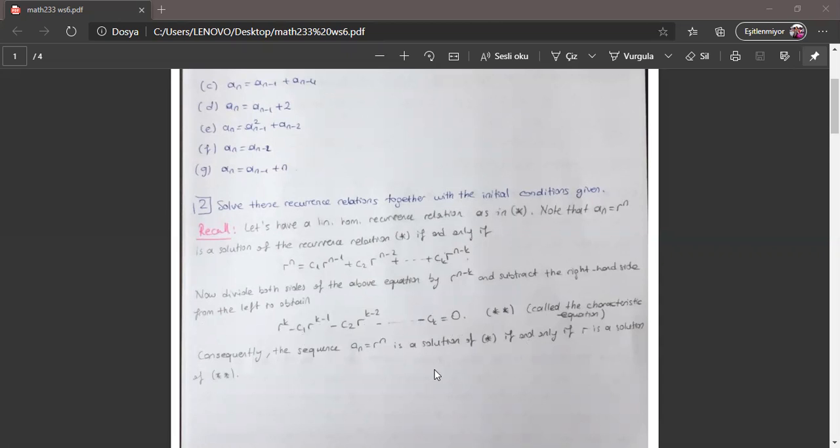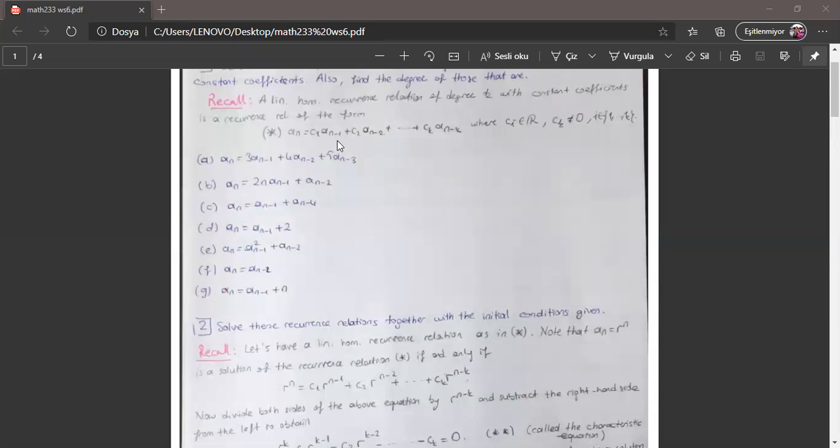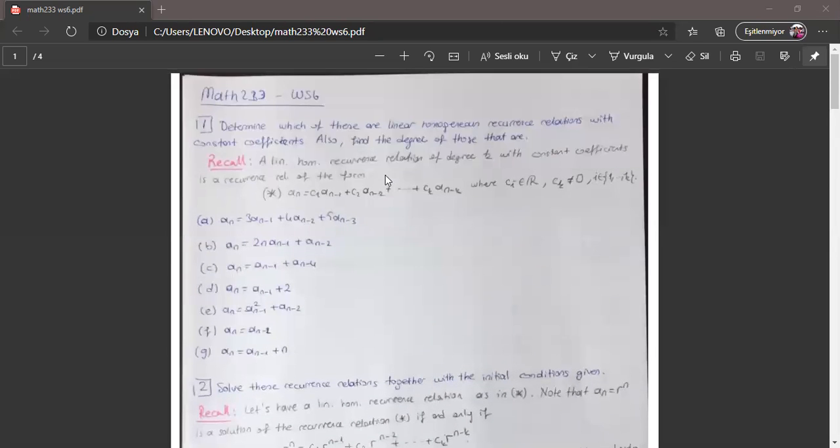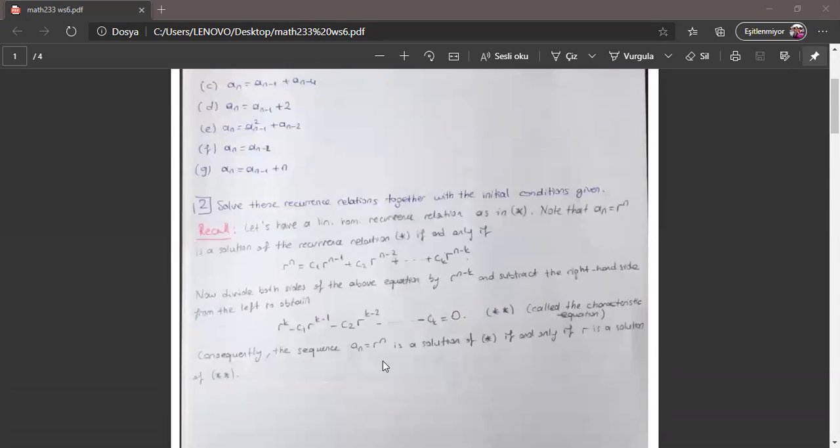So the solution for this relation can be found by using this characteristic equation. We will first find this equation and find the roots of this equation, then we will write the general solution. So from this double star and star, we get that a sub n equal to r to the n is a solution of star if and only if r is a solution of this. That's why we first find the roots of the characteristic equation.